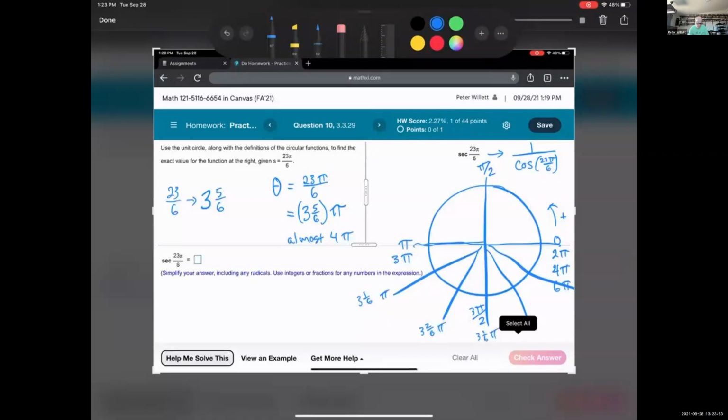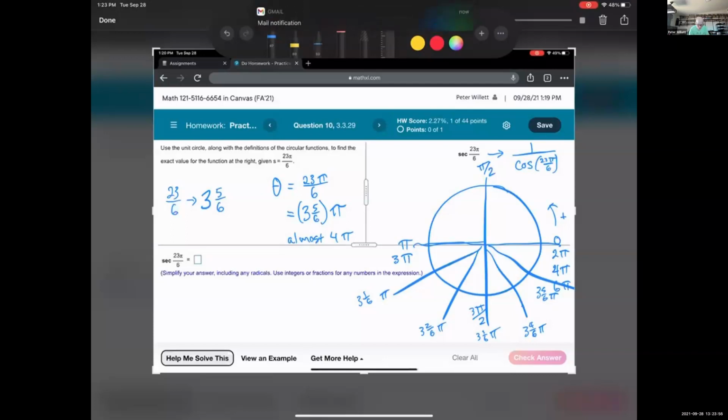I didn't mean to do that. I'm going to select anything. 3 and 4/6 pi. And then this line would be 3 and 5/6 pi. And then I'd have 3 and 6/6, which gets me to 4 pi. So 3 and 5/6 pi is 1/6 less than 4 pi.